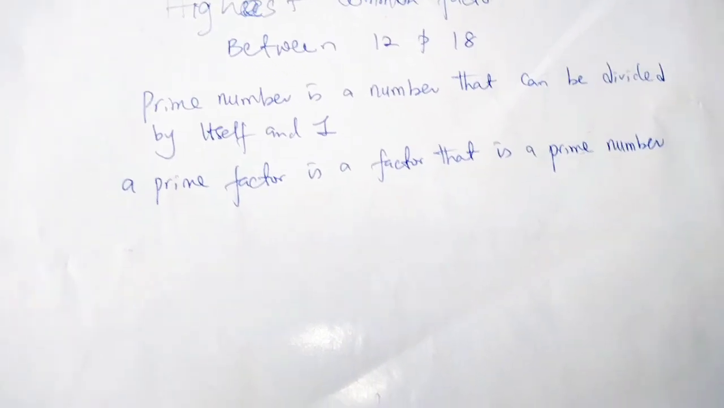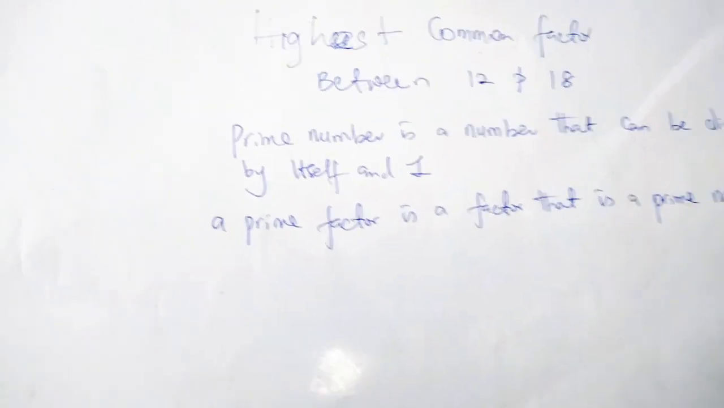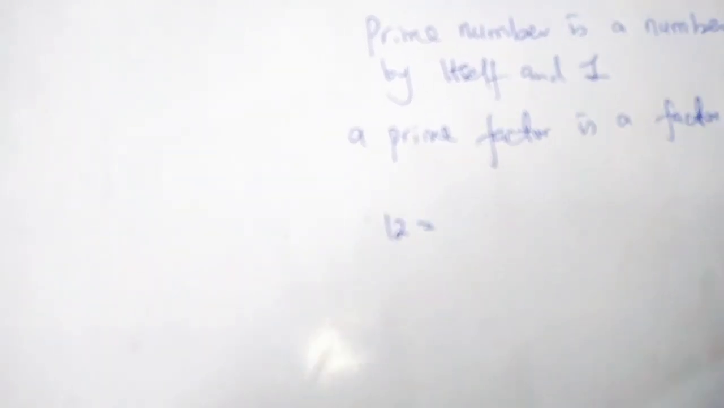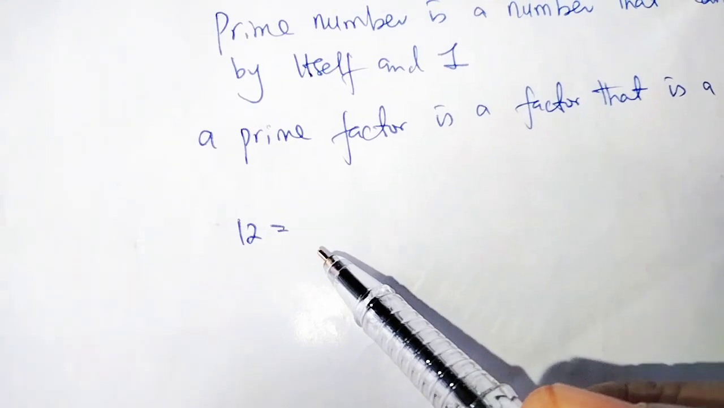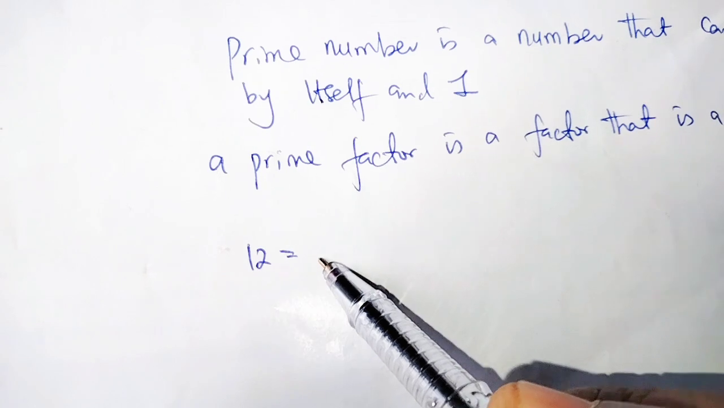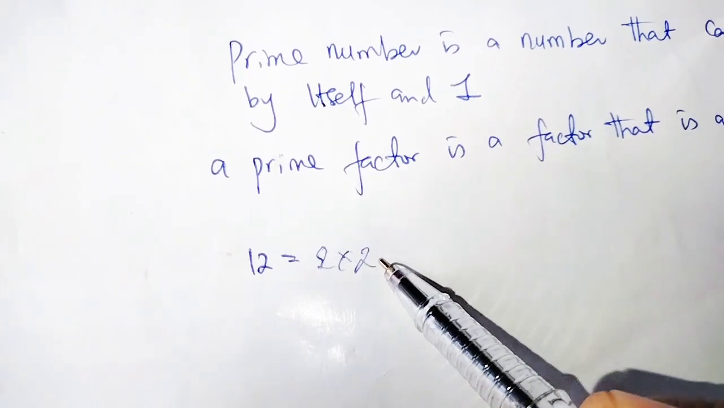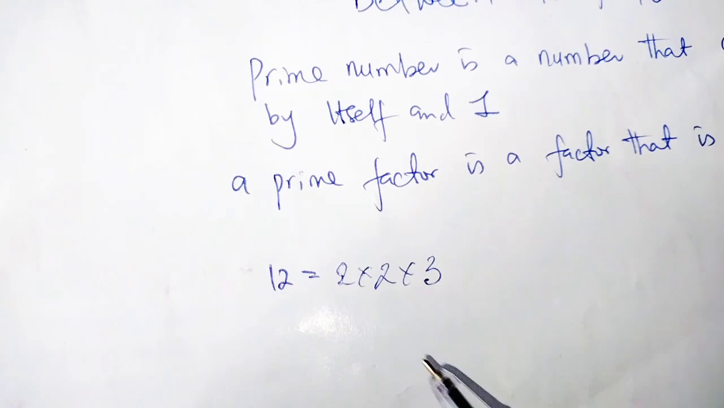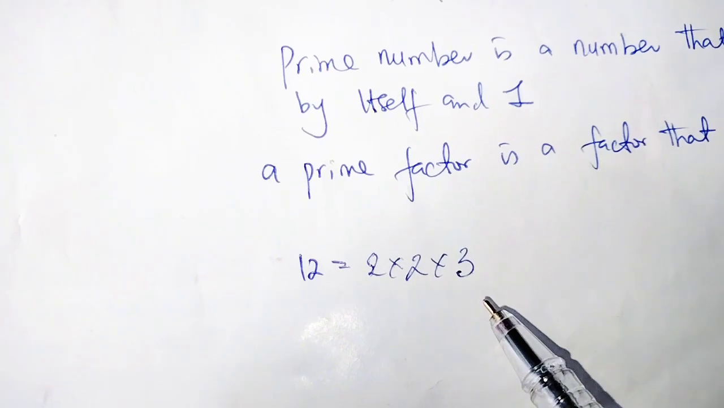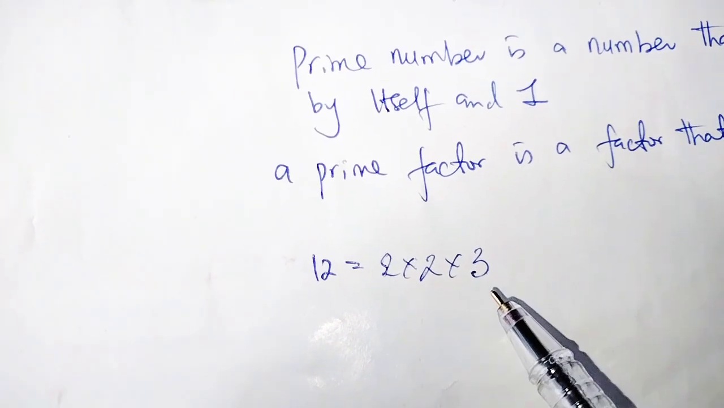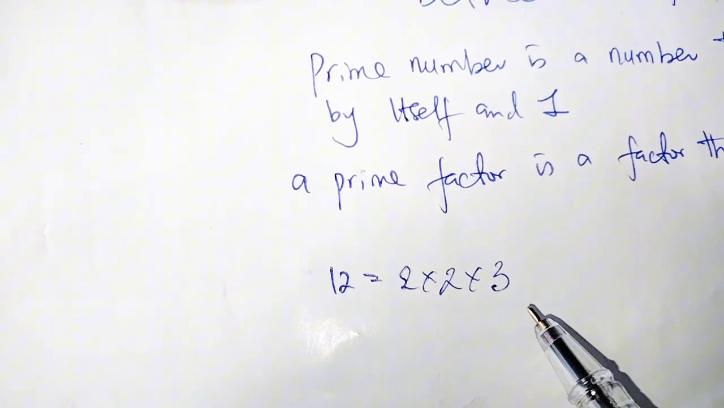So if I were to break down 12, 12 will be what? 2 times 2 times 3 in prime number format. 2 is a prime number, 3 is a prime number. 2 times 2 is 4, times 3 is 12.